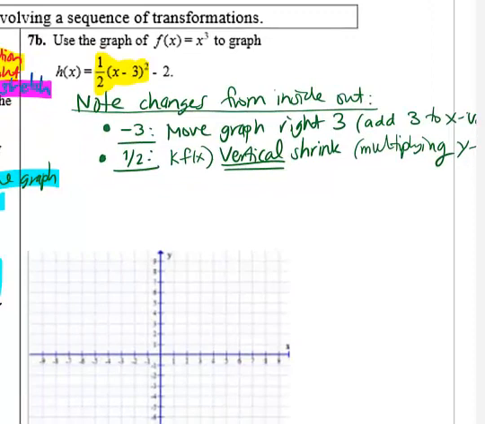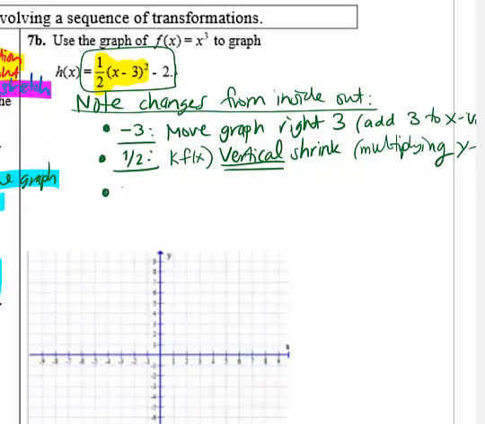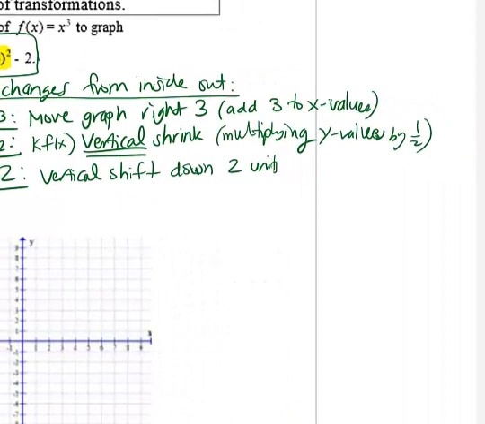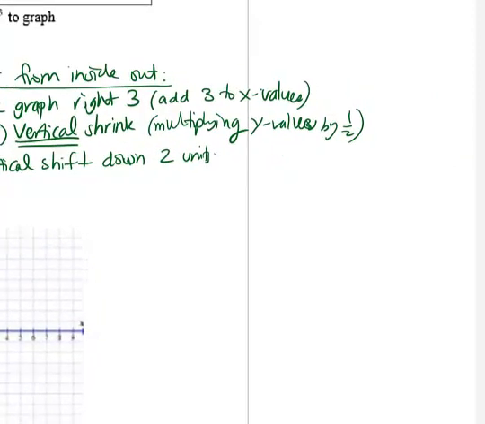Okay, so we'll do that, and then the very last thing that I haven't mentioned about the function is the -2 at the end. Since that's outside the function, that's a vertical translation. That's going to be a vertical shift down 2 units. And if I think about moving a point down 2 units, that changes the y value by subtracting 2 from the y value. Subtract 2 from the y value.